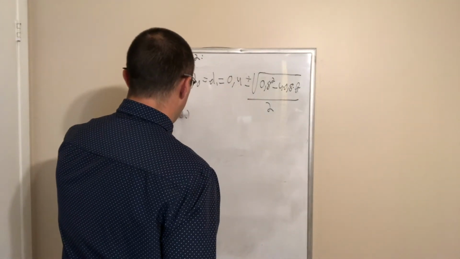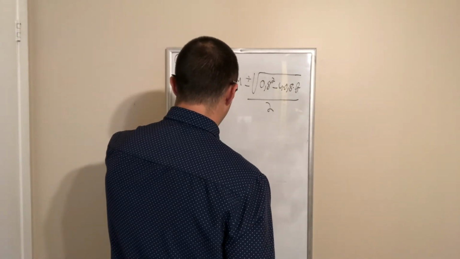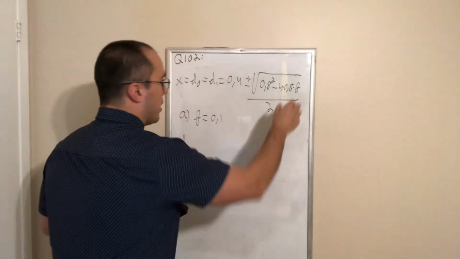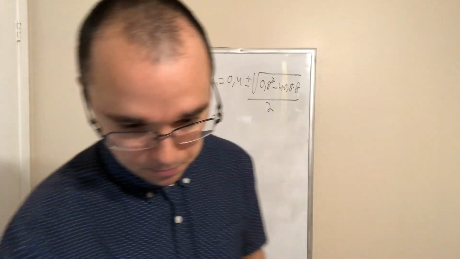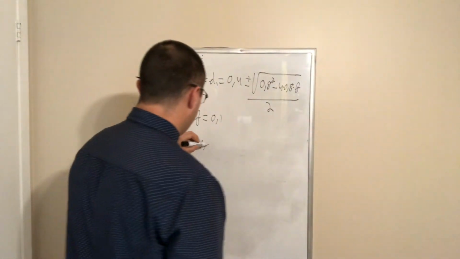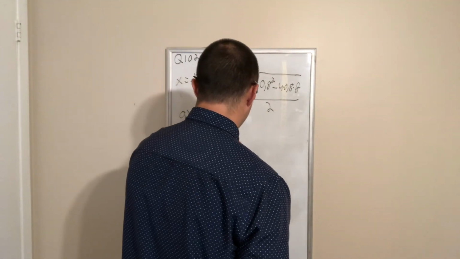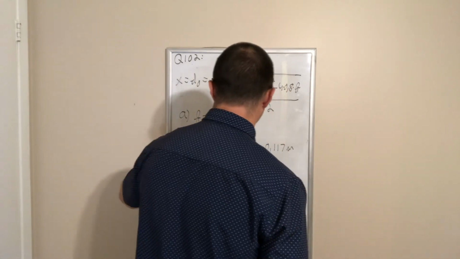Okay, so for part A, we are told that the focal point is equal to 0.1. So if we input 0.1 here, we get two values. We get d1 is equal to 0.683 or d1 is equal to 0.117 meter. In both cases, they are meters.